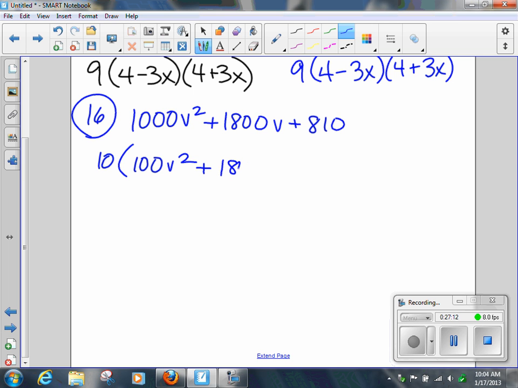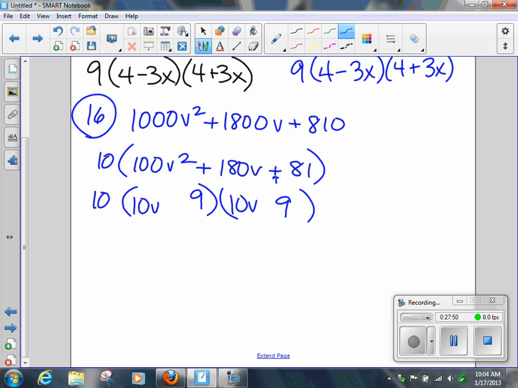Plus 180v plus 81. Again, your ears ought to go up. What am I seeing? A perfect square trinomial. The first term is a perfect square. The last term is a perfect square. And the signs are the same, which is another clue. The square root of 100v squared is 10v. The square root of 81 is 9. My signs are both going to be pluses. And then I just clean it up.